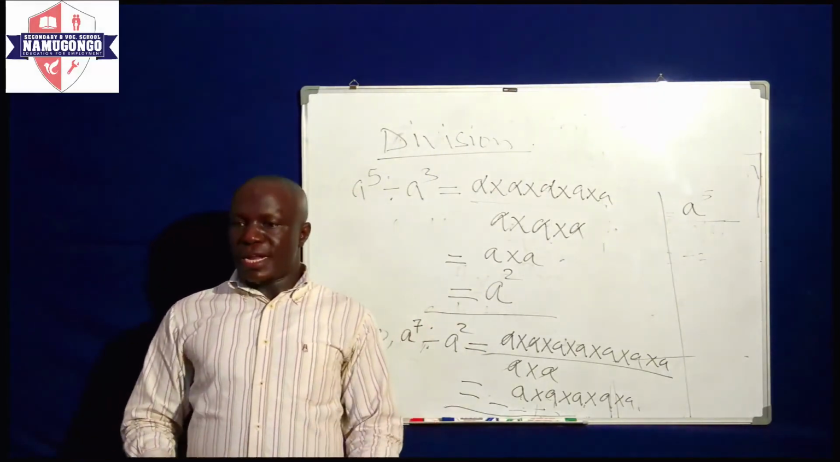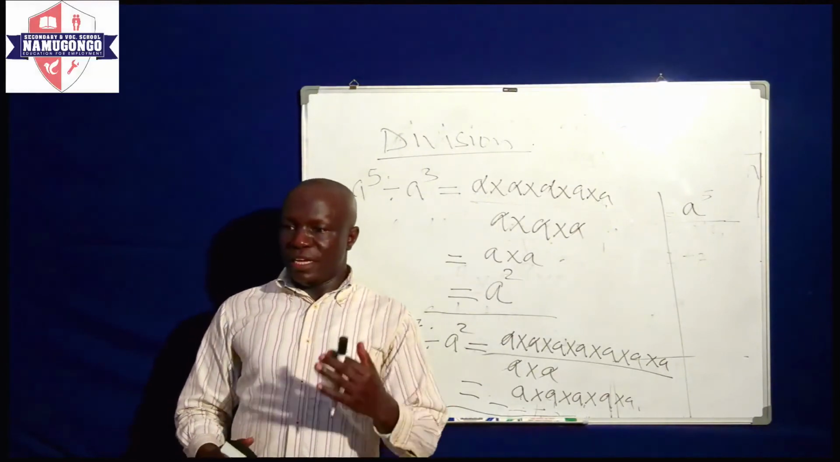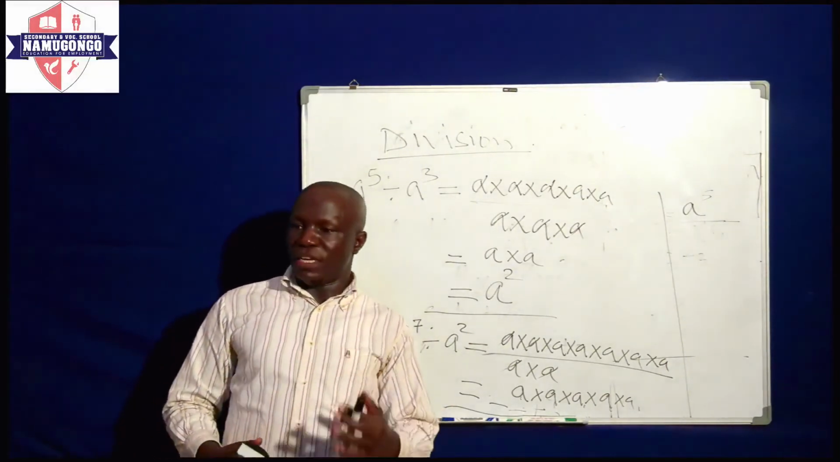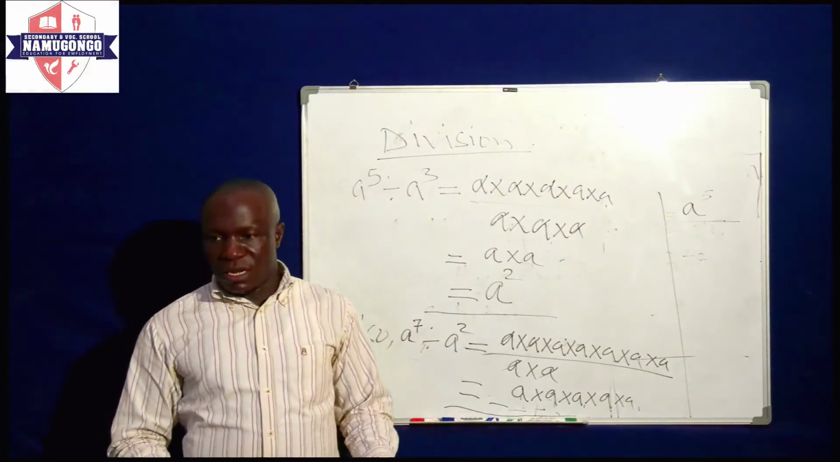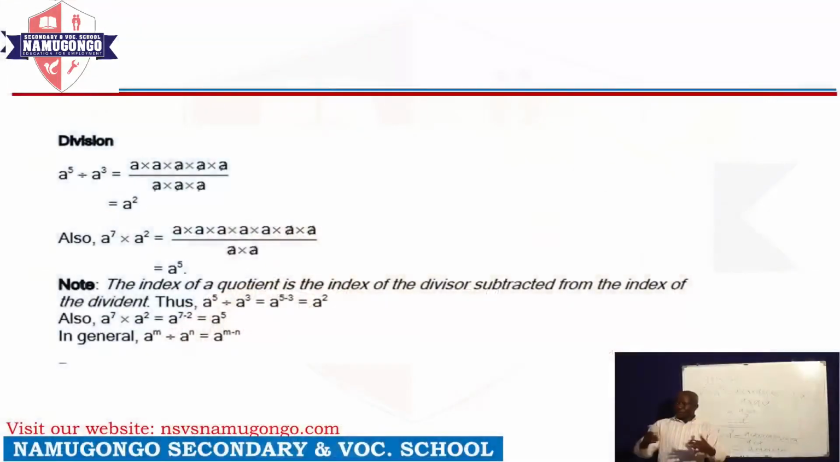The index of a quotient is the index of the divisor subtracted from the index of the dividend. That the index of a quotient is the index of the divisor subtracted from the index of the dividend. And that will take us to this example here.